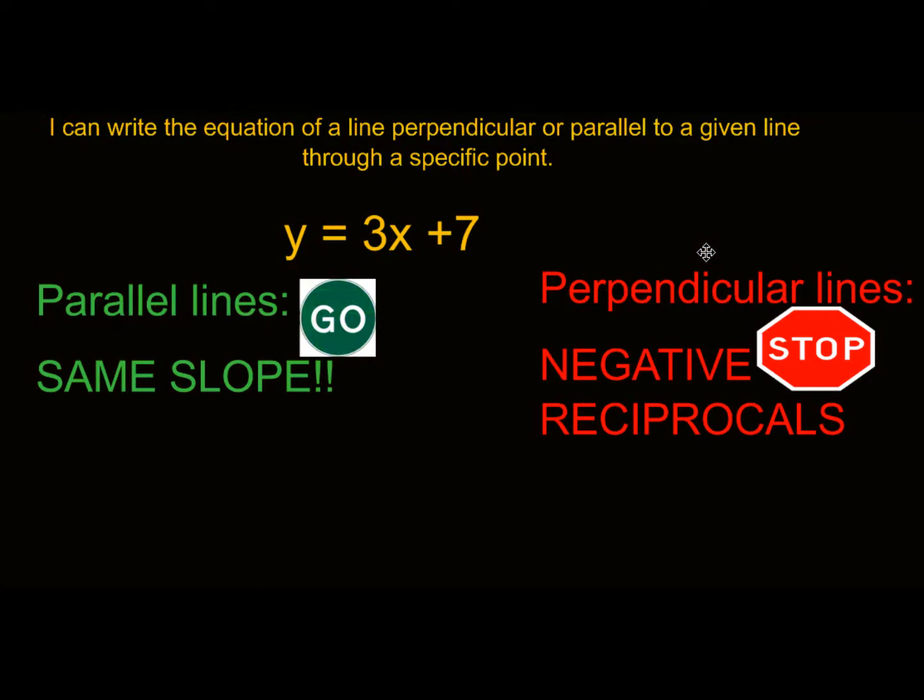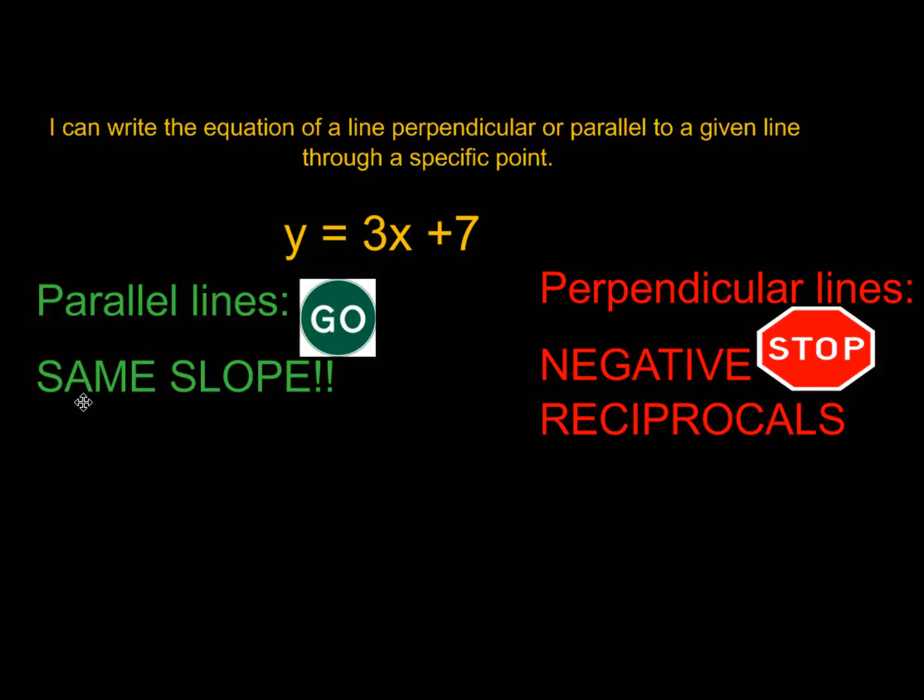If I'm asked to write the equation of a line that is parallel to that line, I'm going to think go. That's go because it's going to have exactly the same slope as my given line. So in this case, the slope of a line parallel to y equals 3x plus 7 would have a slope of 3.